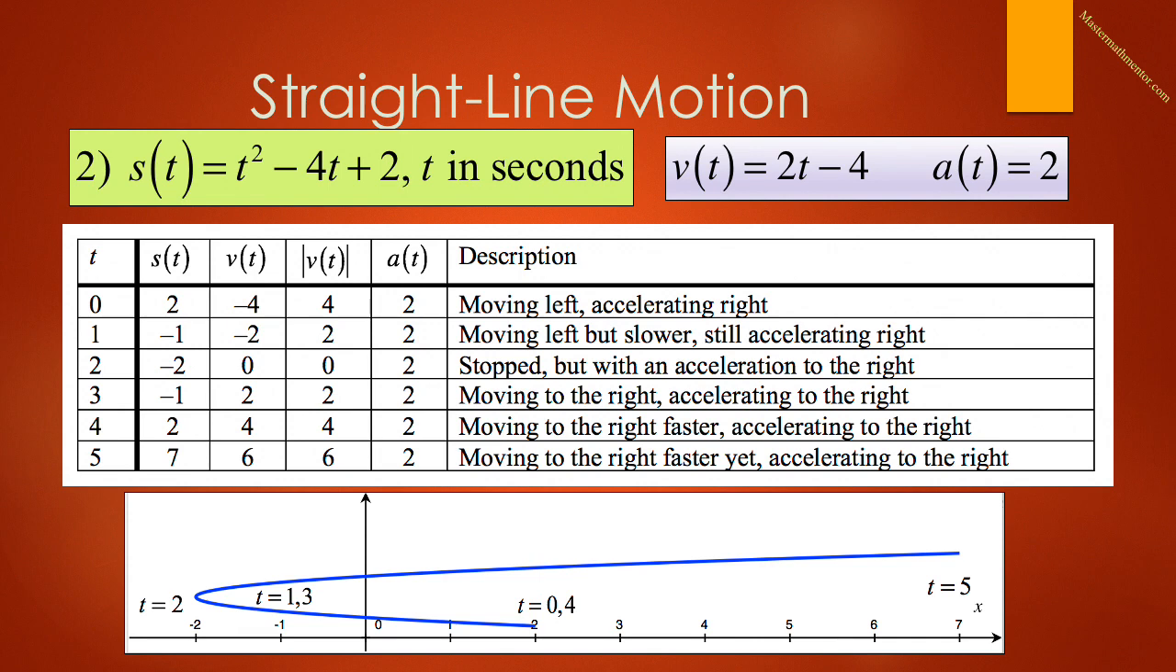Remember that this motion is occurring along the x-axis. We show a slight curve to it so that we can see where the particle is moving left and then where the particle is moving right.